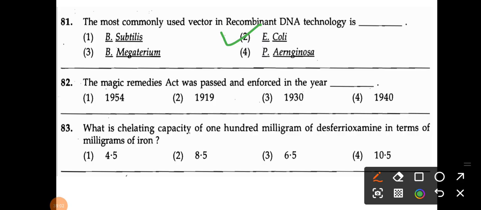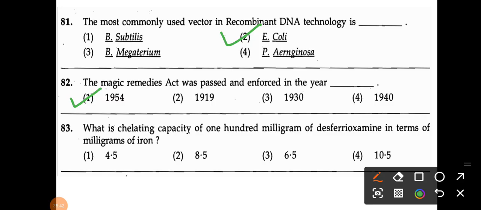The next question, the Magic Remedies Act was passed in, right? For the Magic Remedies Act, they have given different years. So this is also a very important question from your pharmaceutical jurisprudence. You have to remember all the acts and the passing year of those acts, because definitely one question is from there. So here they are asking the Magic Remedies Act. The options are 1954, 1919, 1913 and 1914. So what is the correct option or the correct answer? That is your 1954. What about 1919? That is your, yes, Poisons Act.